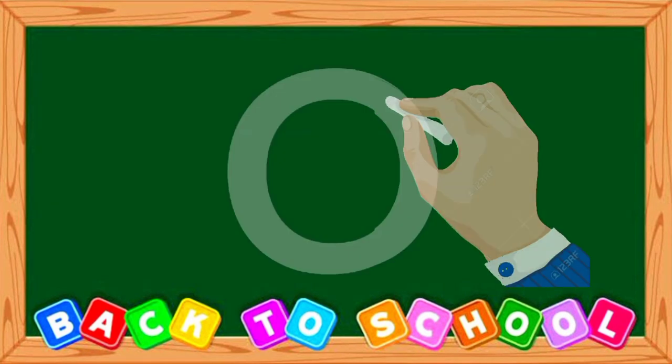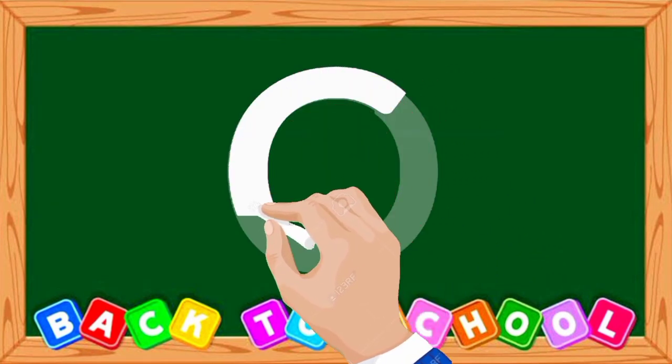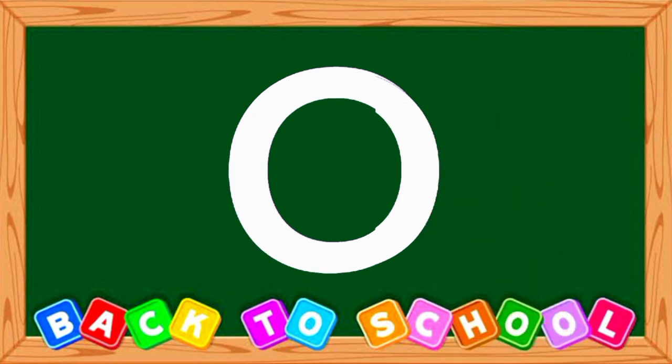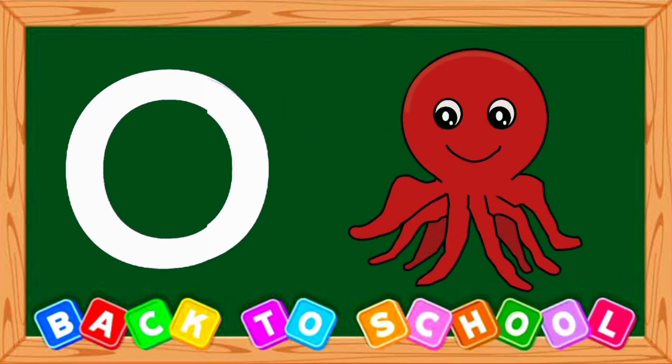Letter O. A full round circle makes my letter O. O says O. O as in octopus.